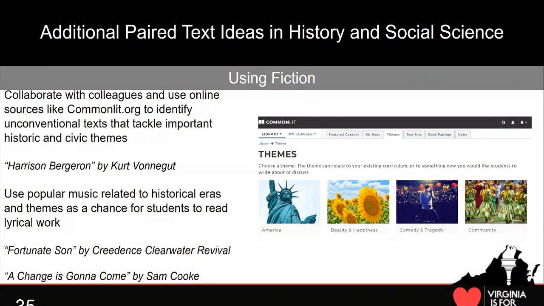If you're talking about the military draft or the war powers of the presidency, pairing that with Fortunate Son by Creedence Clearwater Revival could be a really powerful chance for students to think critically about what those war powers really mean. And then songs obviously about civil rights, like A Change Is Gonna Come by Sam Cooke, can be used in a similar way.